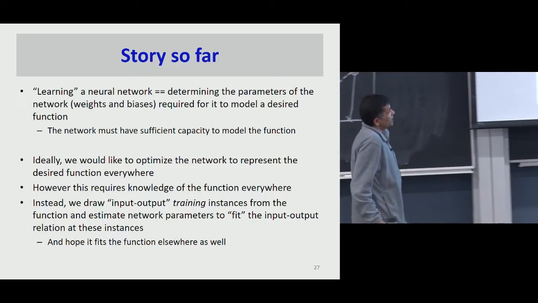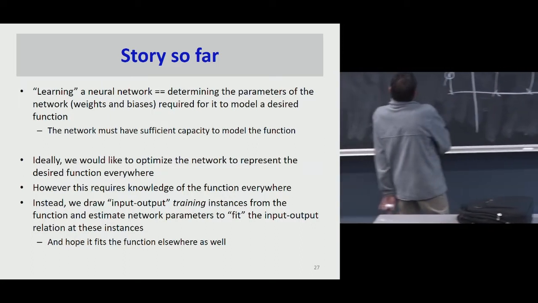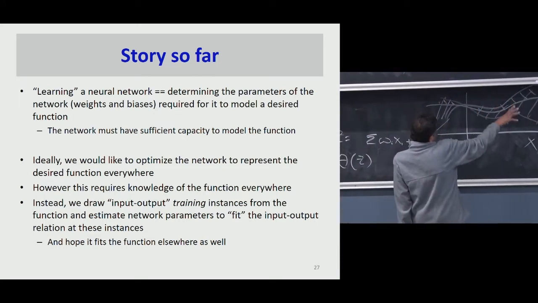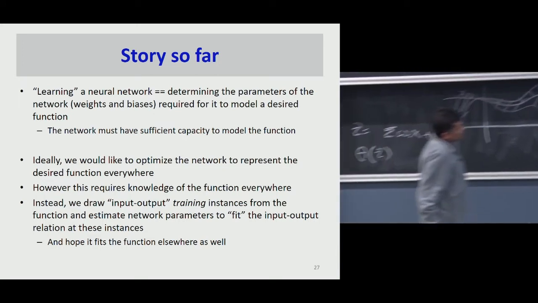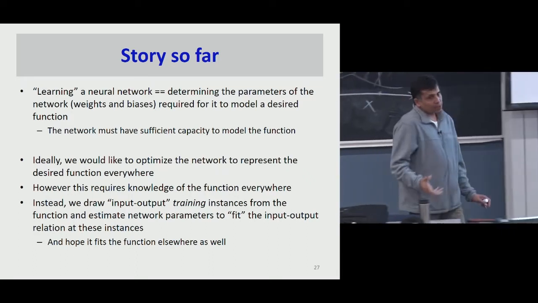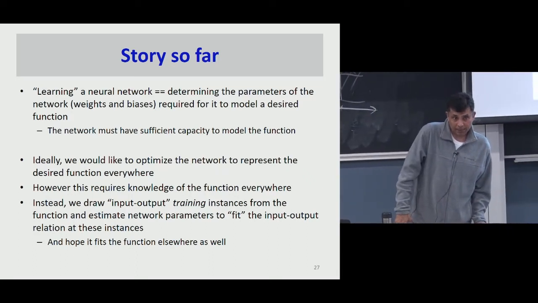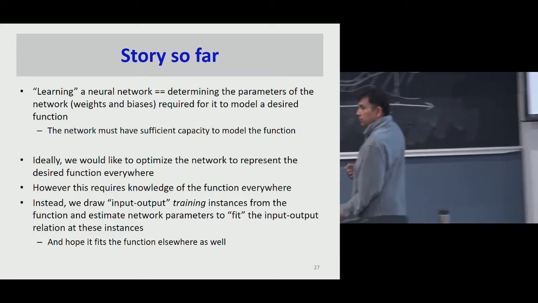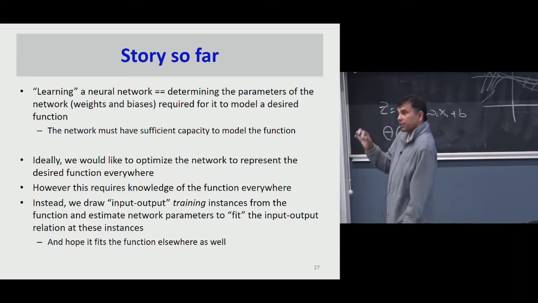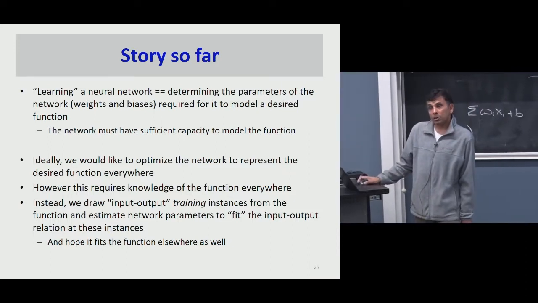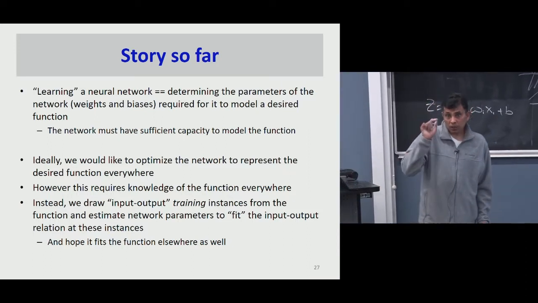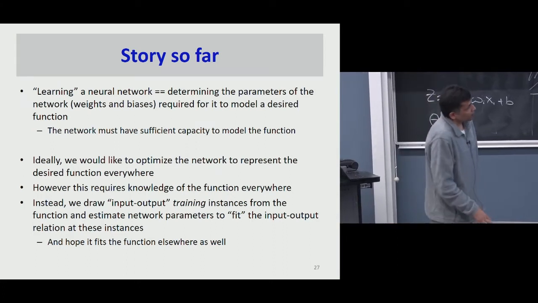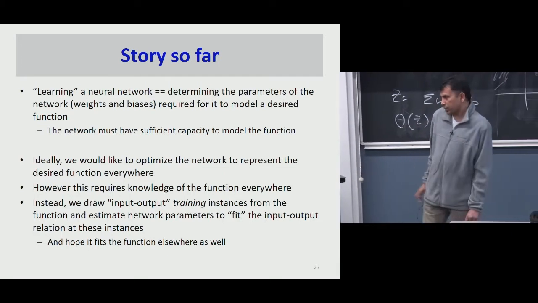Ideally, we'd like to optimize the network to represent the function everywhere, like in this example, right? But in practice, this requires knowledge of the entire function, the function over the entire space. In practice, we don't really have it. So in practice, what we will do is draw some input-output pair samples, and we're going to estimate our function. We're going to optimize our network to compute the target output values at the samples that we've drawn, and we're going to hope that it fits the function properly.